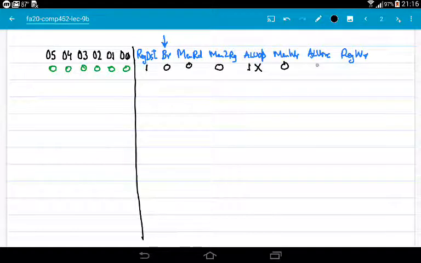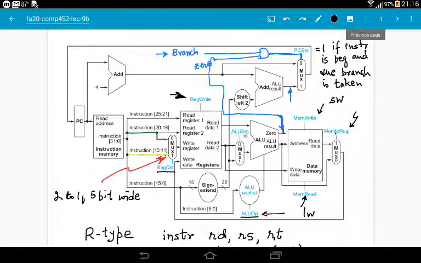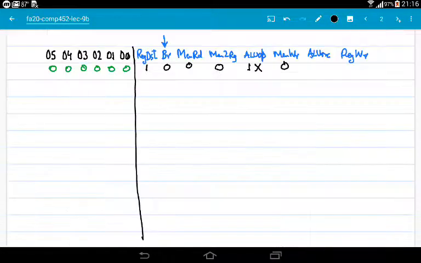What will be ALU source? Let's look here. This is the ALU source multiplexer. So obviously for R type instructions we have to have two register values sent to the main ALU. So ALU source must be 0. Let's come here and let's write ALU source 0.